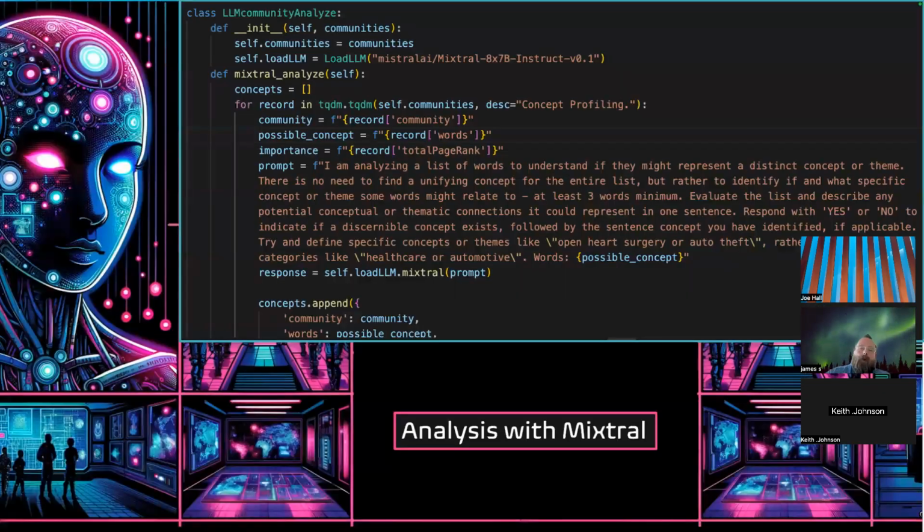So just like Red Reaper, we can use our trusty Mixtral 8x7B and say, okay, hey, listen, we got these groups of terms. And we want you to take a look to see if there's any concepts or underlying themes that these terms might represent. Don't feel you have to make stuff up. You can say yes or no. If there's none there, say no. Trust me, we would rather you say no than just make it up.